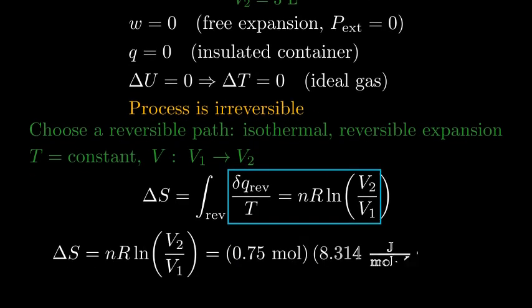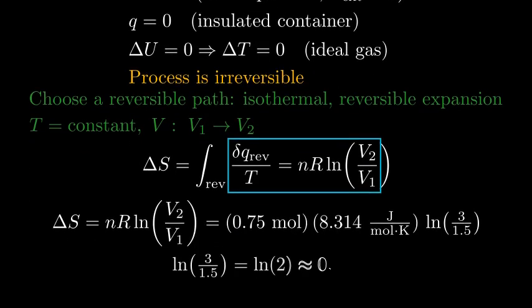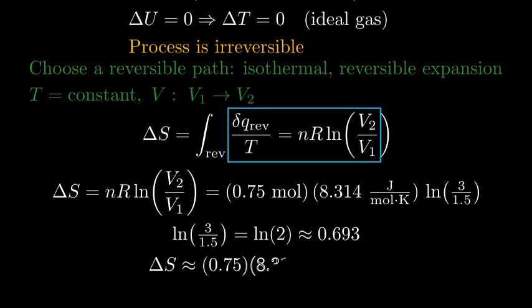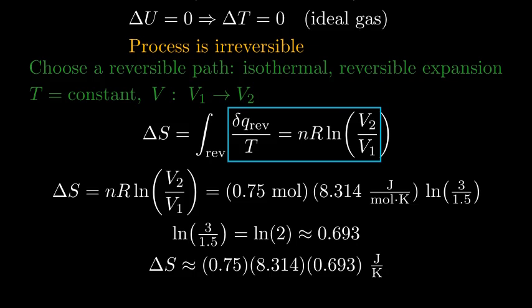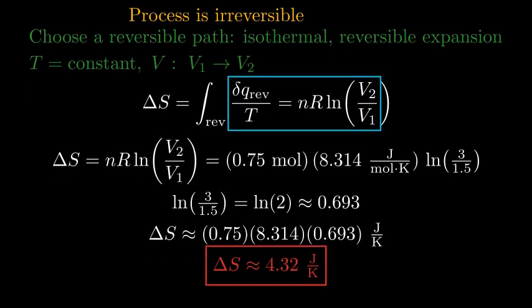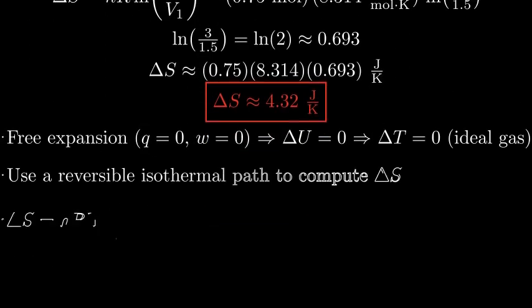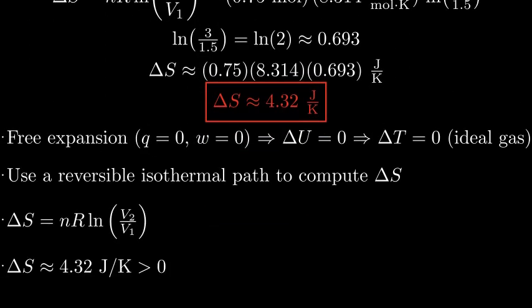Let's write that substitution. We compute the natural log of 2, approximately 0.693, multiply by R equals 8.314 joules per mole Kelvin, and by 0.75 moles to get the final number. We'll present the result with proper units. So the entropy change of the gas is about 4.32 joules per Kelvin, positive as expected.